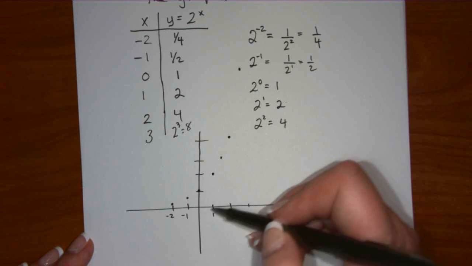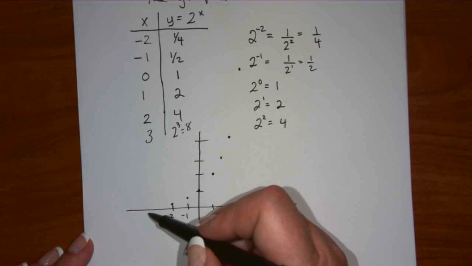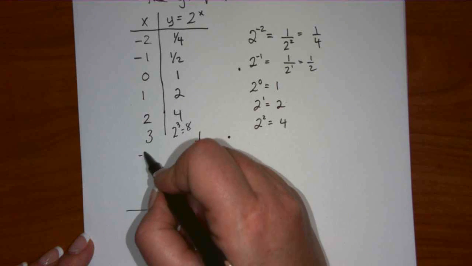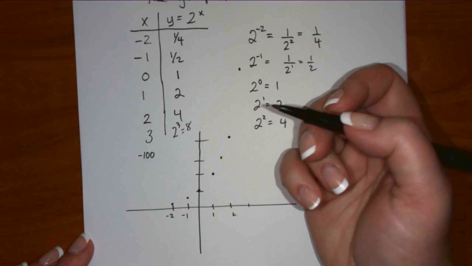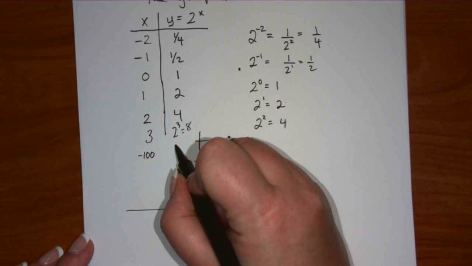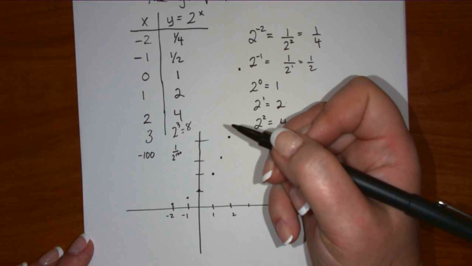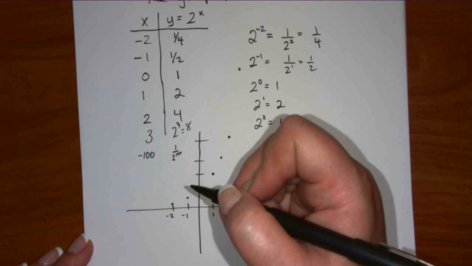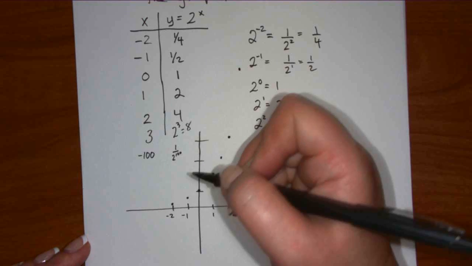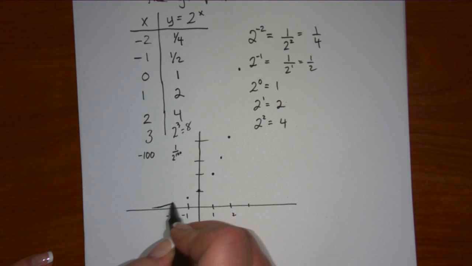What about on this side? What if I put like -100? Do I get a negative number? No, I get 1 over 2 to the 100, which is a huge number. 1 divided by like infinity is really, really small, but not quite. So it gets closer and closer to 0, but it doesn't touch.